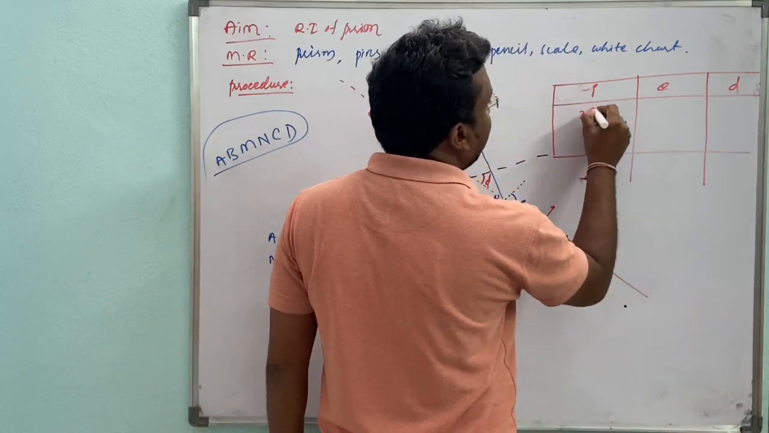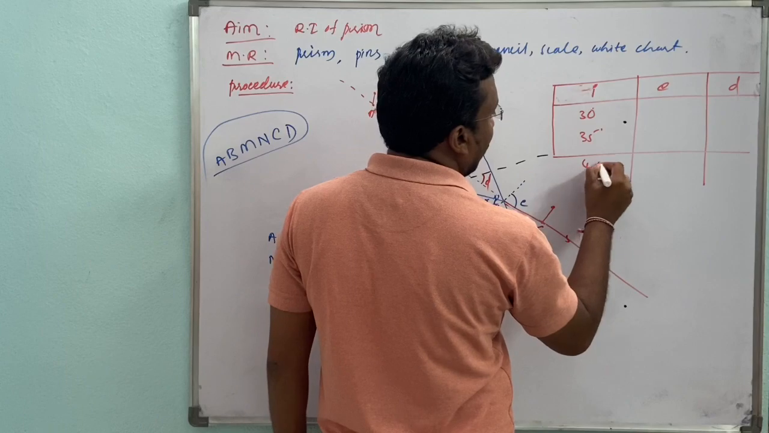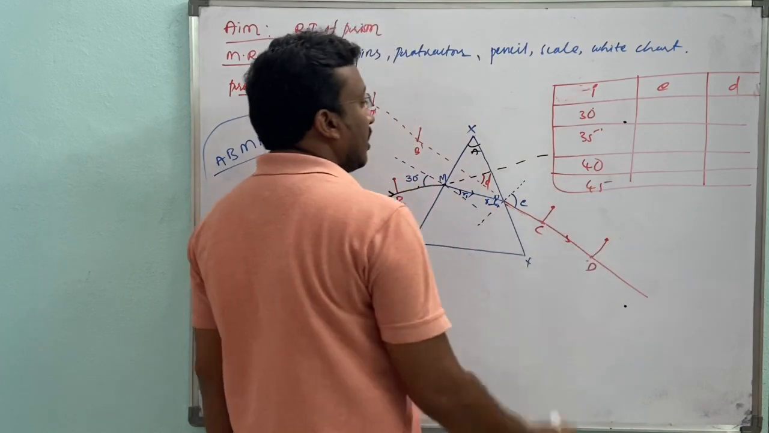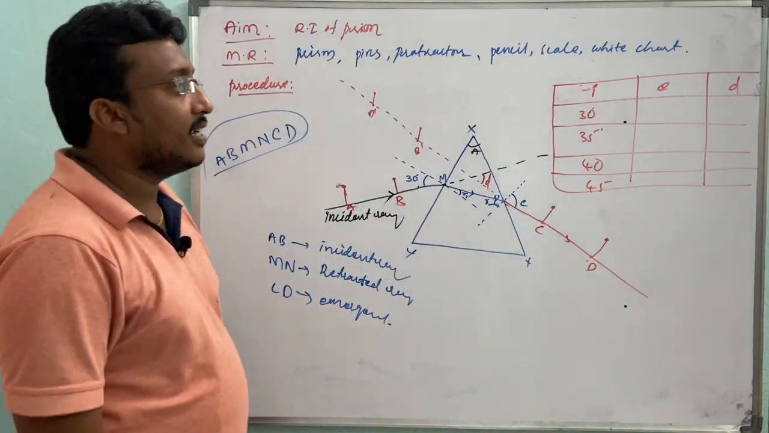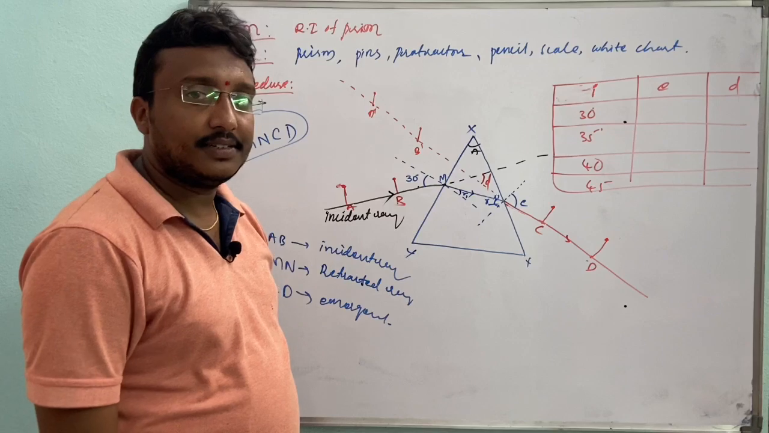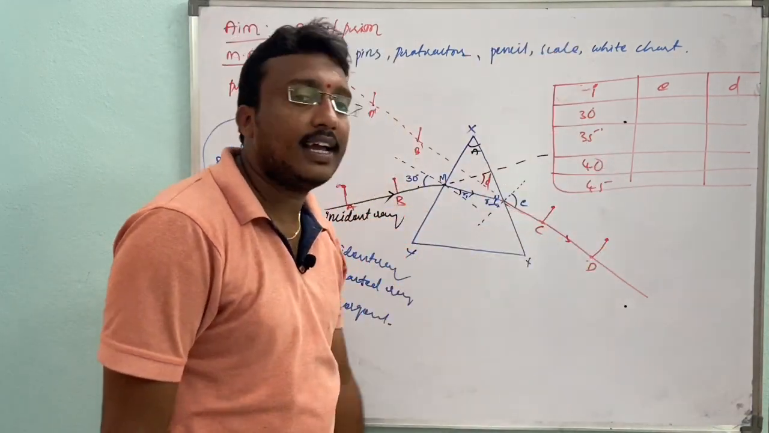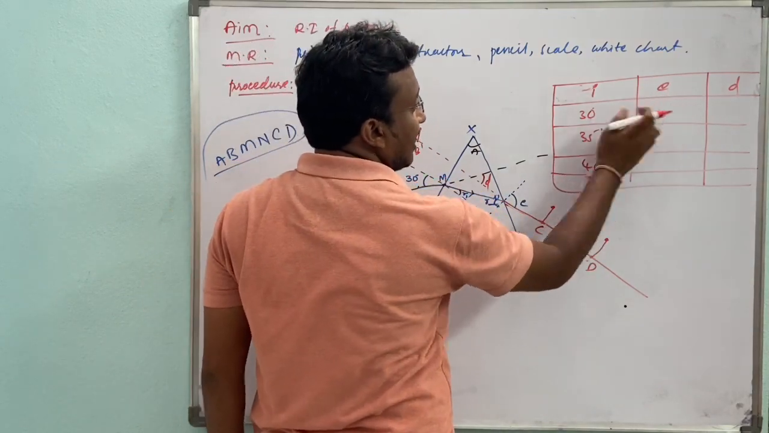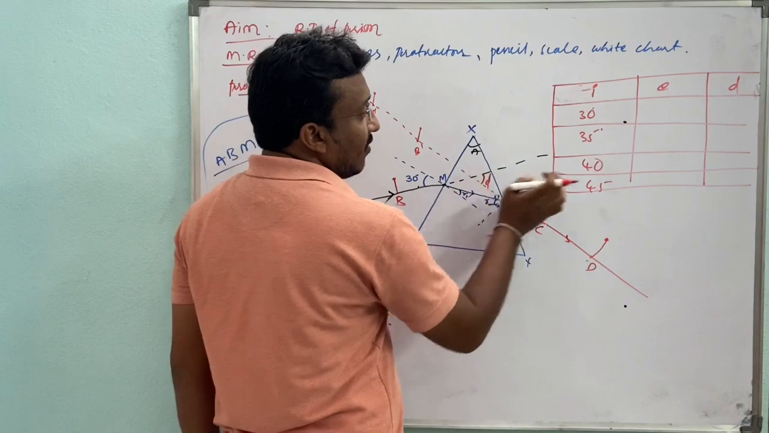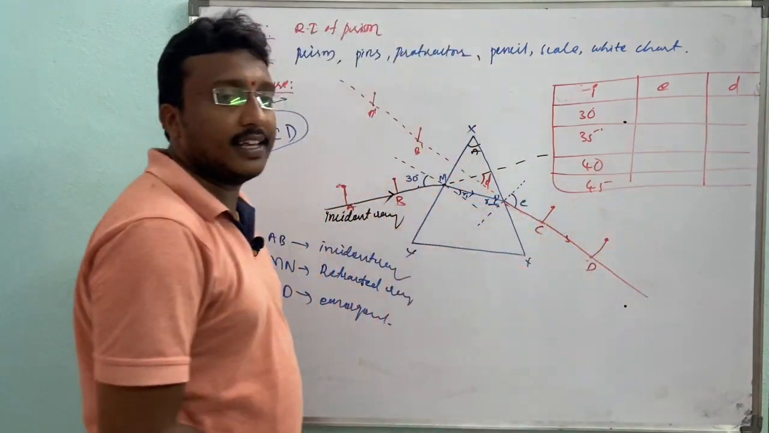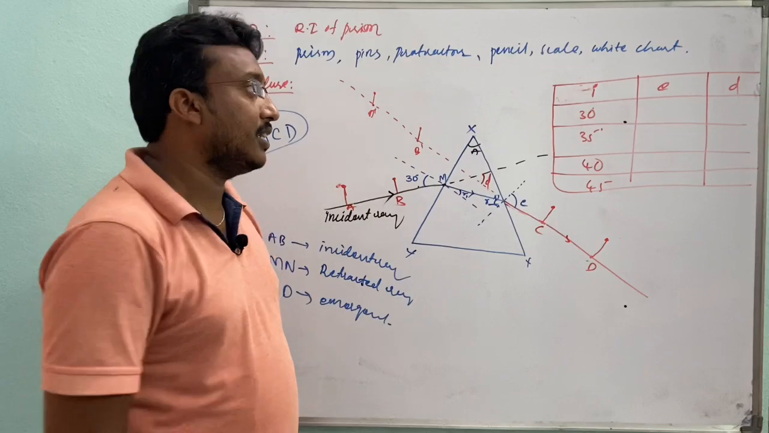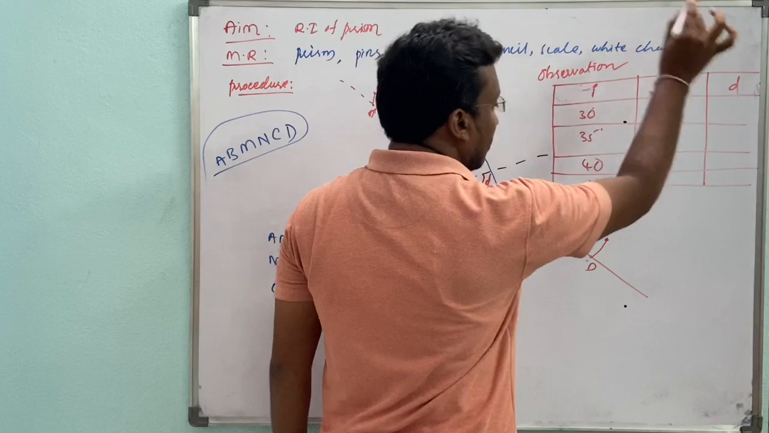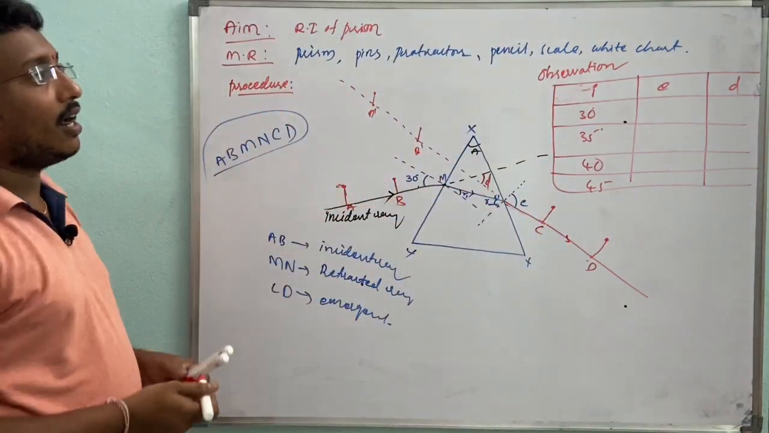Then do it with 30 degrees, 35 degrees, 40 degrees and 45 degrees, and so on. So repeat the activity with different angles. That means different angles of incidence, and note down the angle of emergence in each and every case and the angle of deviation in each and every case. This is our observation. Okay, this is our observation.